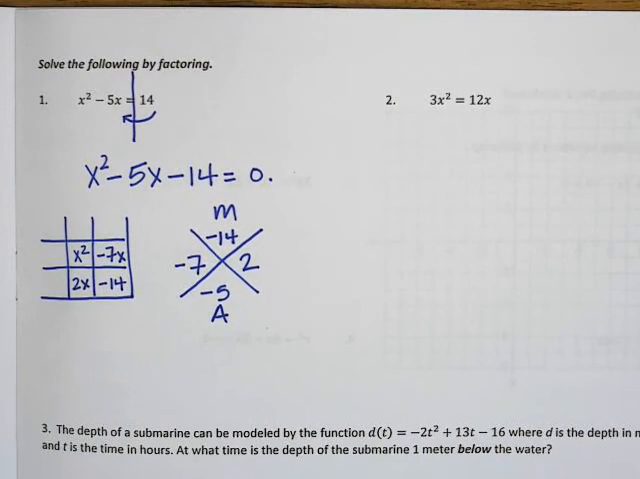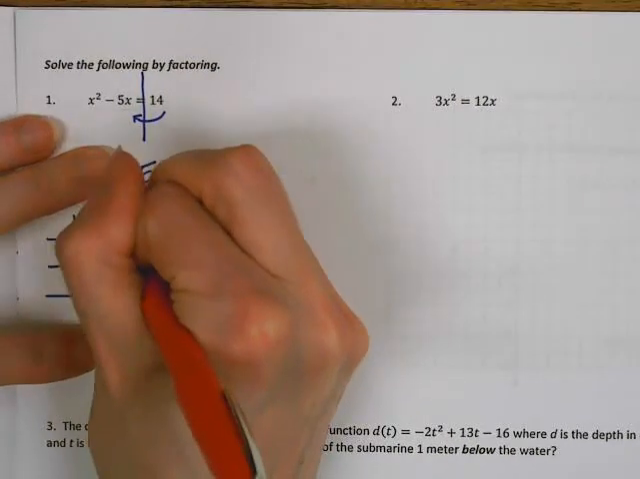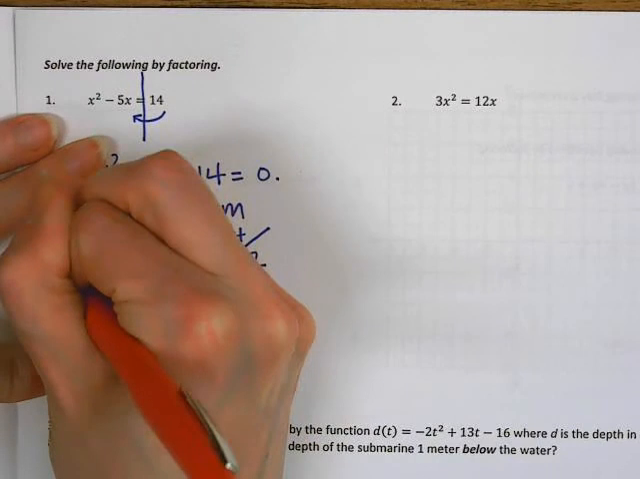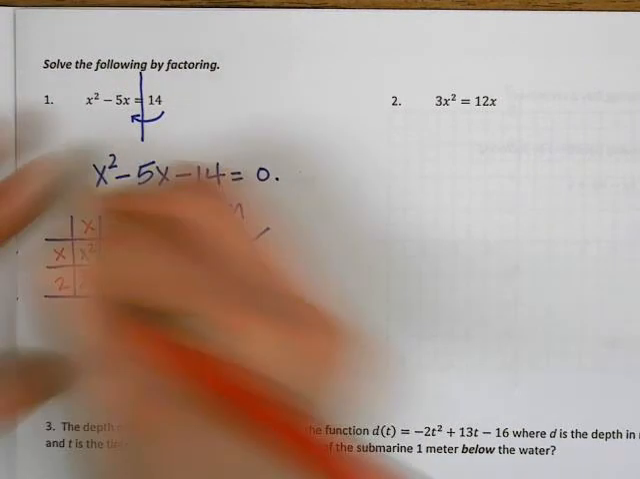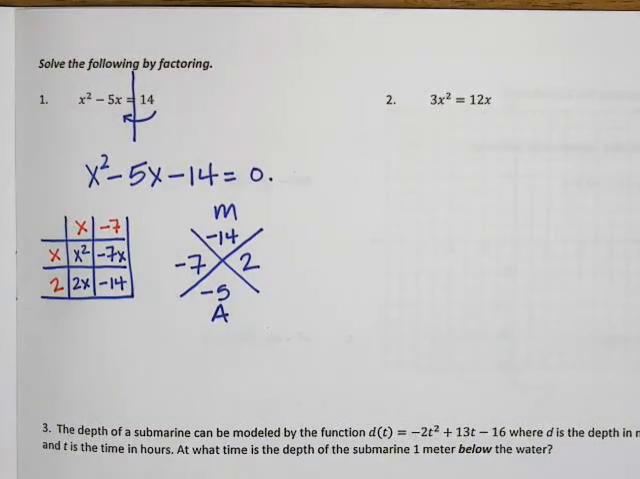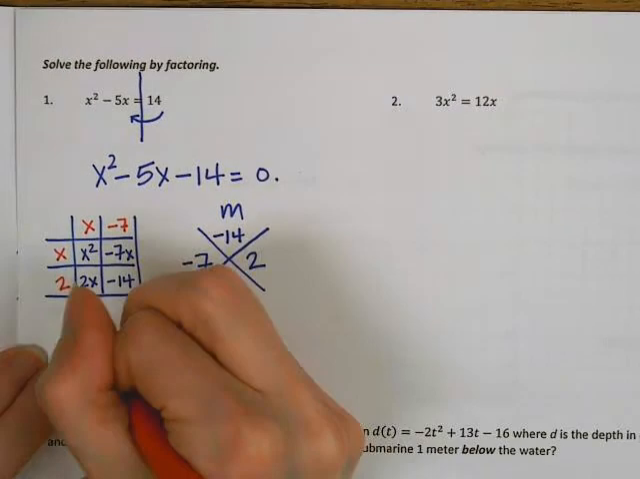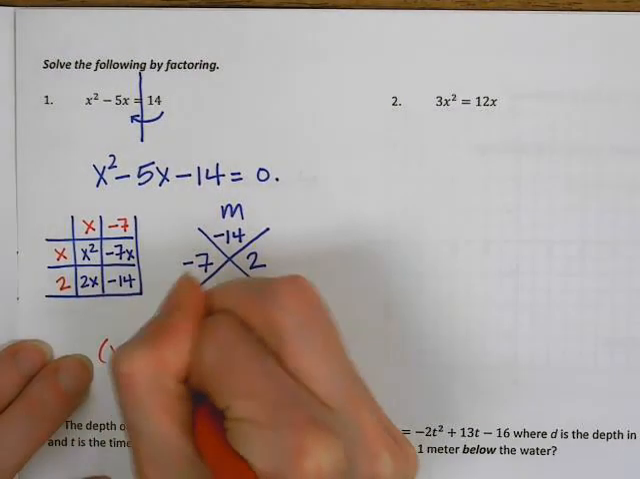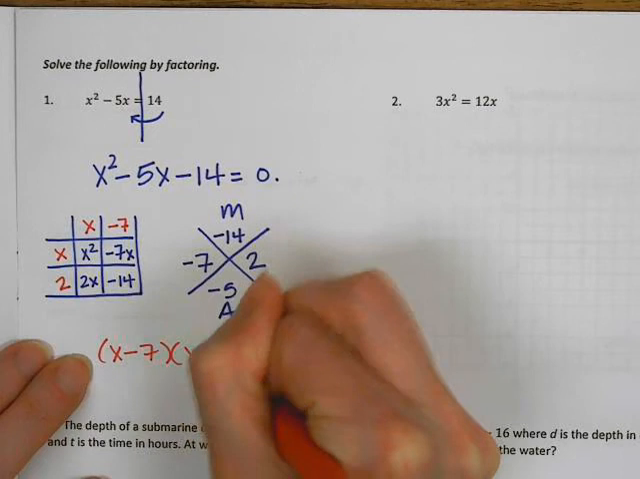And then GCF. So you guys should hopefully be pros at this by now. This one's going to be negative 7. This is x, and this is 2. Okay, so we write them as factors: x minus 7 times x plus 2 equals 0.